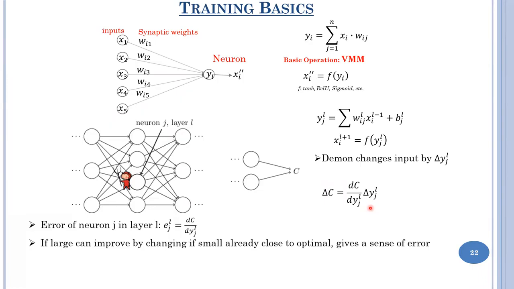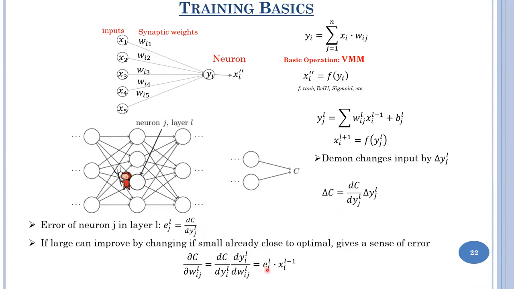And no matter how hard you try to change these inputs, your cost won't change much. So it's already close to its optimal value and the error is less. So that is why heuristically this gradient gives you a sense of error. Now the gradient of the cost with respect to weights is simply the gradient with respect to the inputs multiplied by the gradient of input with respect to the weight. And that is simply equal to your error value multiplied by the previous input. So you have simply found out the gradient of the cost with respect to any weight, and that is simply equal to the error multiplied by your previous input.